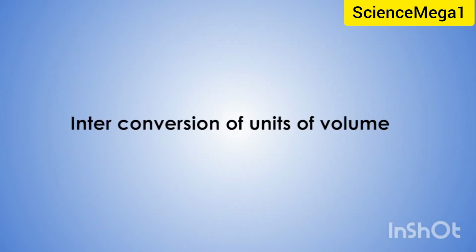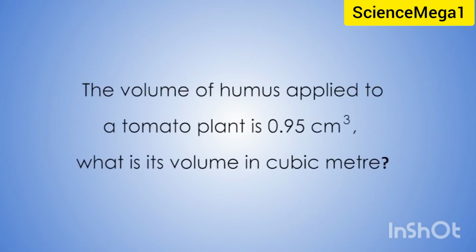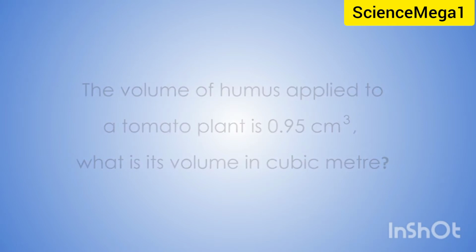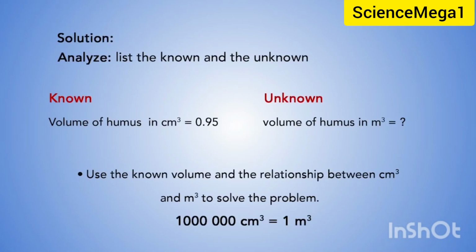Now we move on to interconversion of units of volume. With the first example, the volume of humus applied to a tomato plant is 0.95 cubic centimeter. What is its volume in cubic meter? Now for the solution, let's list the known and the unknown. For known, we know that the volume of humus is in cubic centimeter and it is 0.95. But the volume in cubic meter is what we are after, which we don't know. Let's use the relationship between cubic centimeter and cubic meter to find the solution to the problem.